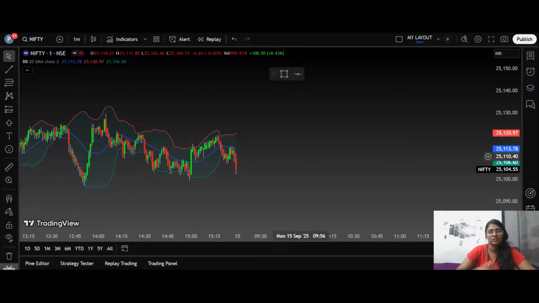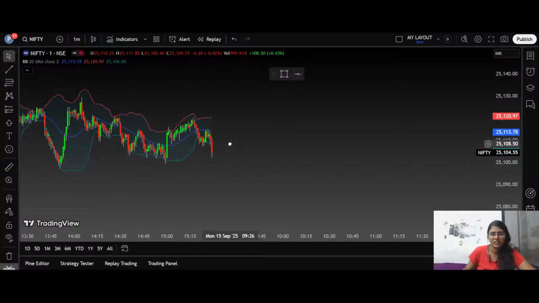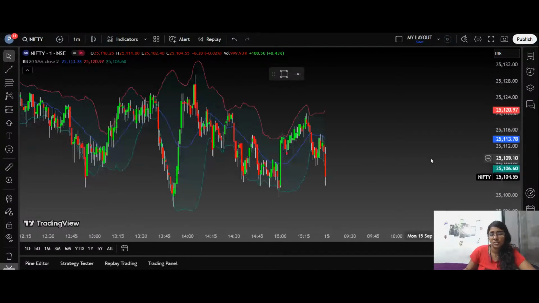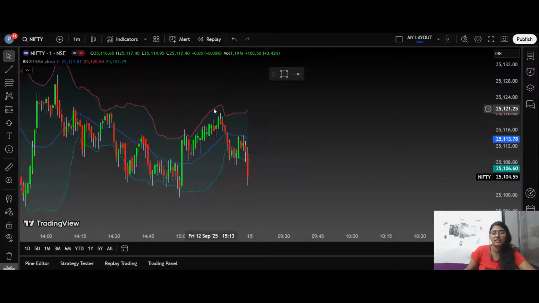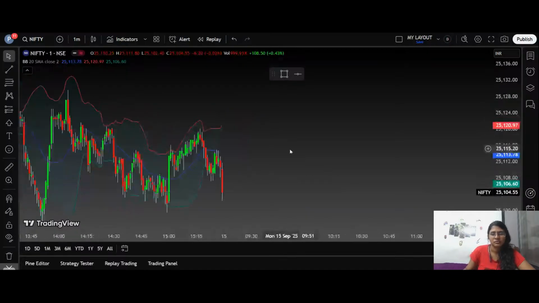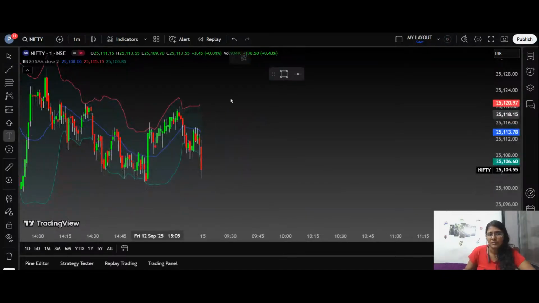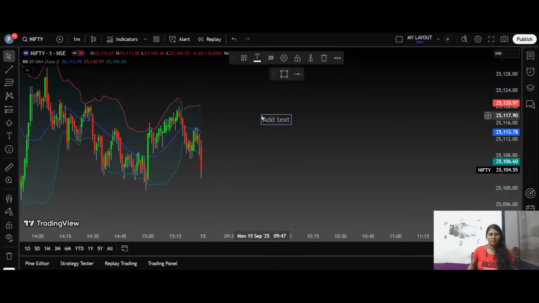It has three lines: red line, blue line, and green line. All the three lines we call bands. This is the upper band, this is the middle band, this is the lower band. The red one is the upper band, the blue one is the middle band, and the green one is the lower band. All the three bands have some mathematical formulas. So the formulas of all three bands are as follows.